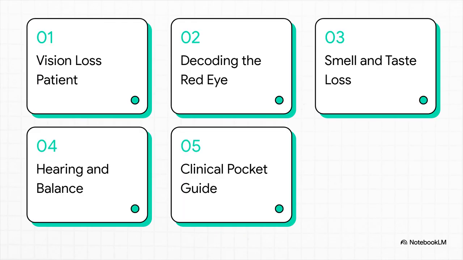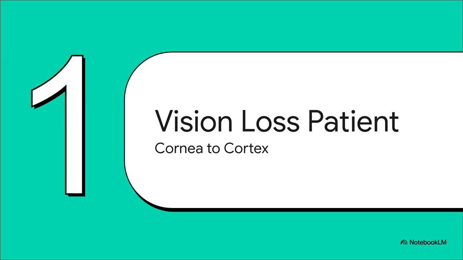So here's our game plan for today. We're going to kick things off with vision loss, really decoding that pathway from the eye all the way to the brain. Then we'll build a solid framework for tackling the red eye. After that, we'll dive into the crucial clues that are hiding in smell, taste, hearing, and balance. And we'll wrap it all up with a pocket guide, just the high-yield takeaways you can start using on your very next shift. All right, first up, the patient with vision loss.